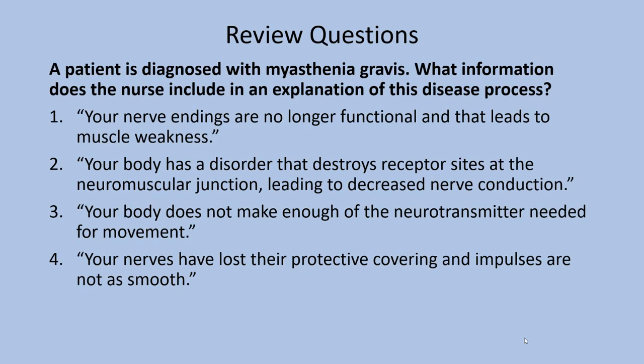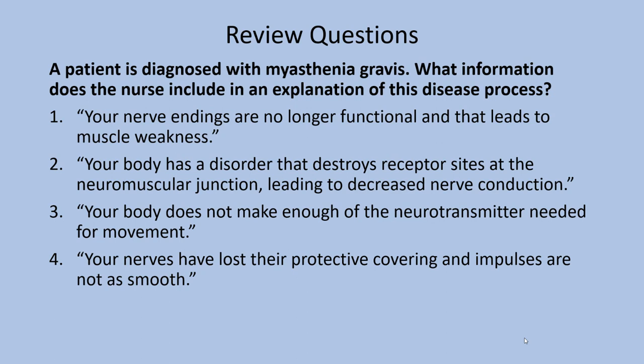So let's do a couple review questions. A patient is diagnosed with myasthenia gravis. What information does the nurse include in an explanation of this disease process? One, your nerve endings are no longer functional, and that leads to muscle weakness. Two, your body has a disorder that destroys receptor sites at the neuromuscular junction, leading to decreased nerve conduction. Three, your body does not make enough of the neurotransmitter needed for movement, or four, your nerves have lost their protective covering and impulses are not as smooth.